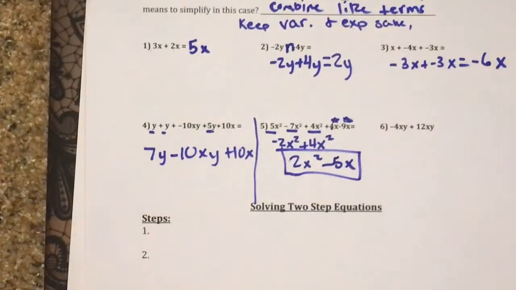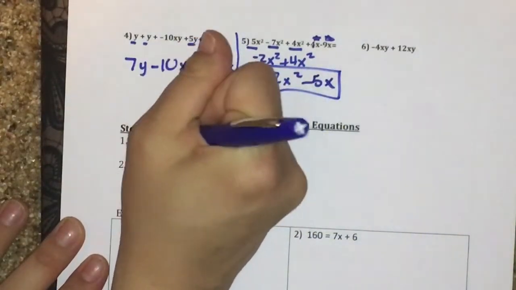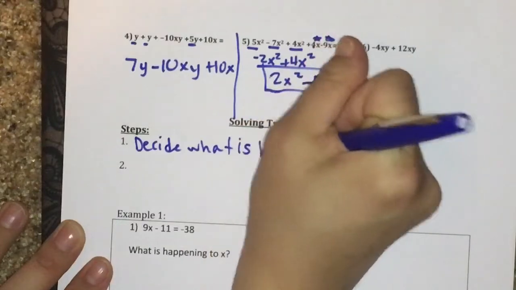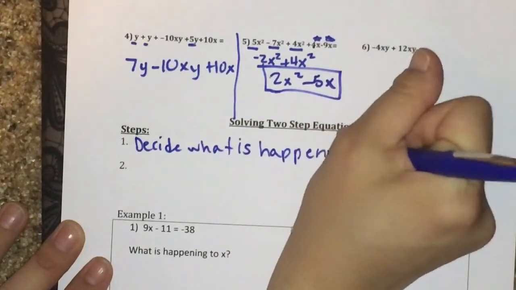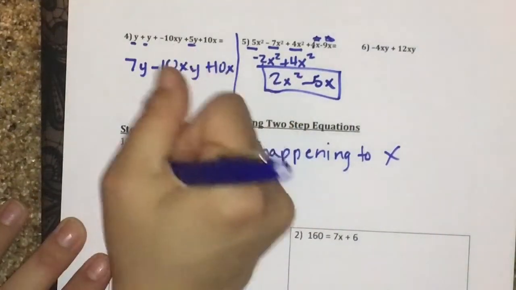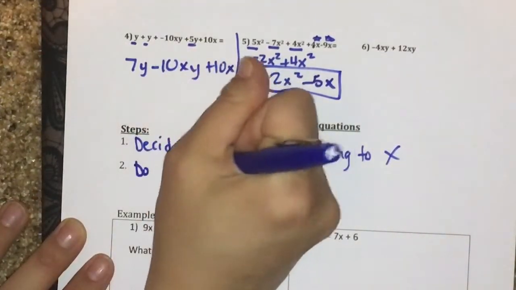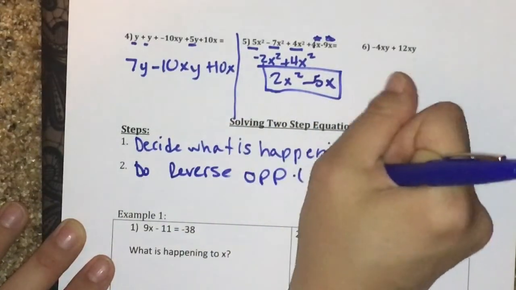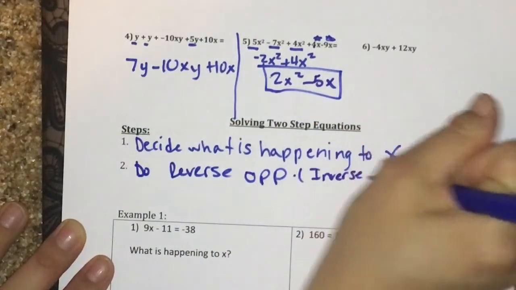Moving on to multi-step or two-step equations. When solving two-step equations, decide what is happening to x. So I always say make a list of what is happening to x and then do the reverse opposite, or do the inverse operation.